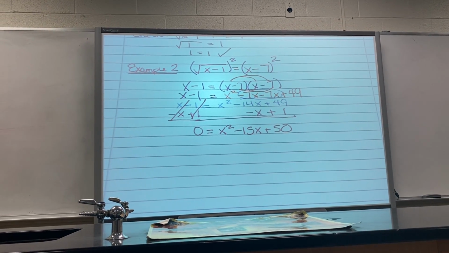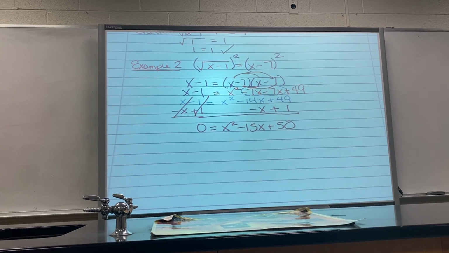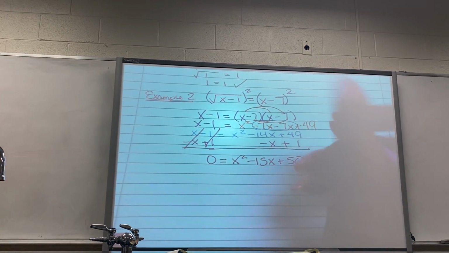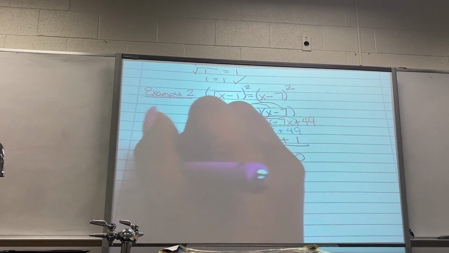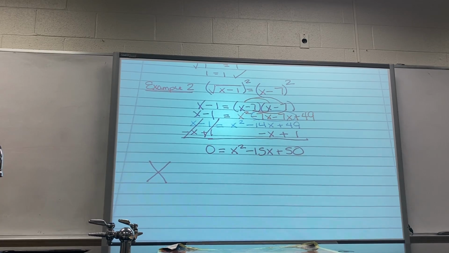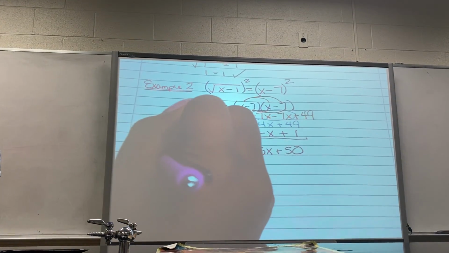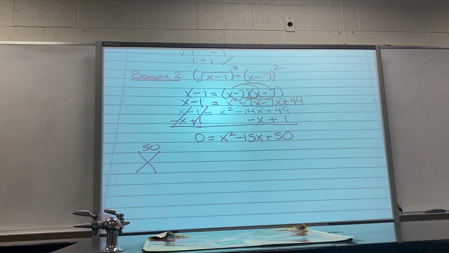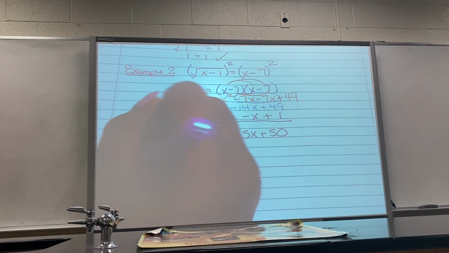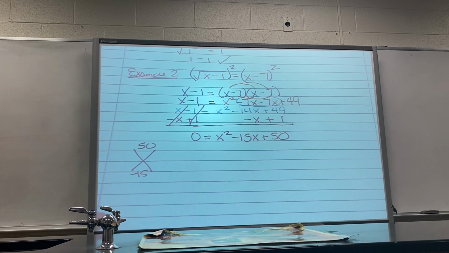Okay, so now I got it in standard form. I got it set equal to 0. I can use the magic x to factor it. At the top of my x is going to go a times c, which is 50. And the bottom of my x will go my b term, which is negative 15.